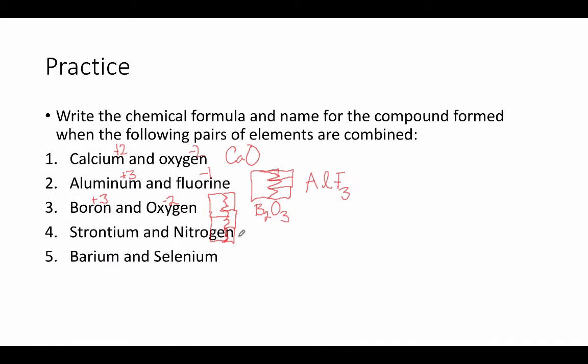Strontium and nitrogen is going to be similar to, it's a +2 and a -3. So again, we have to worry about balancing the charges. So strontium is going to have 2 pointy parts because it has +2. Nitrogen is going to have 3 indents.